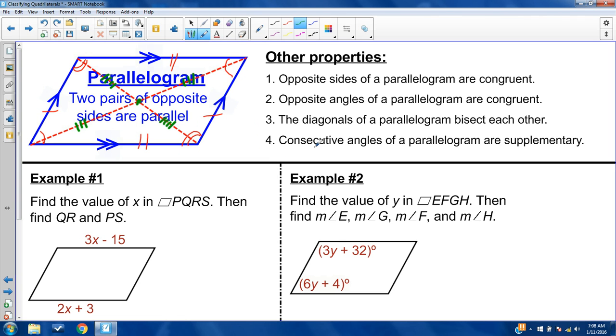The last one here is consecutive angles of a parallelogram are supplementary. Now this should already be known, in the sense that you have probably covered a unit that states that if you have parallel lines and a transversal that's drawn through them, then same side interior angles, if this is x and this is y, are supplementary. In other words, x plus y equals 180. Same is true of the other transversal, only this would be y and x because these are congruent.